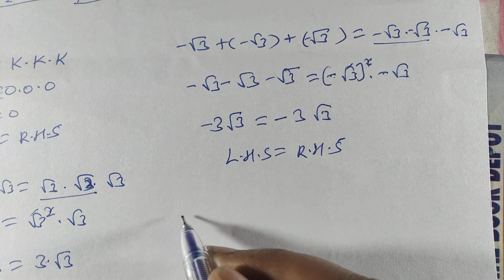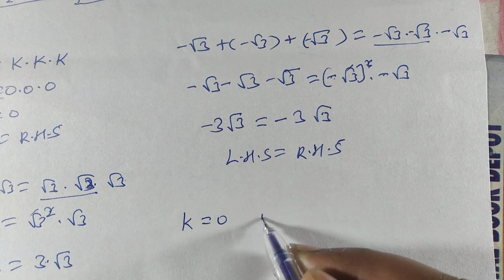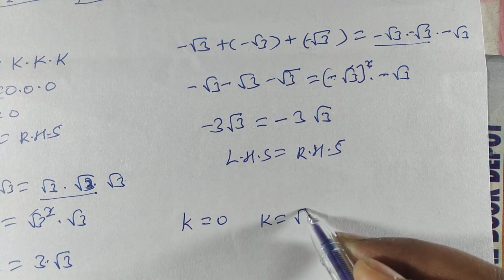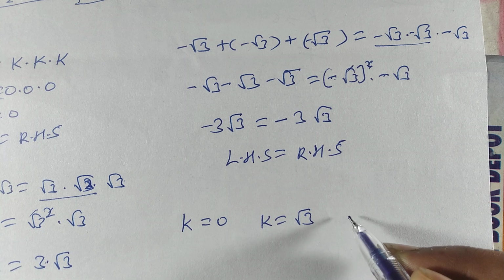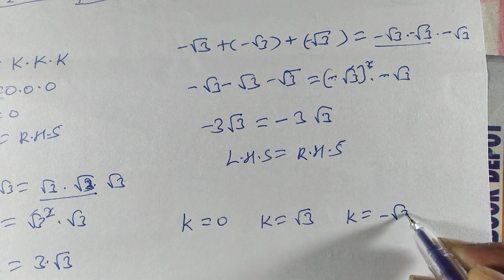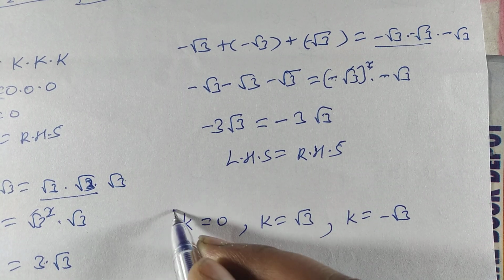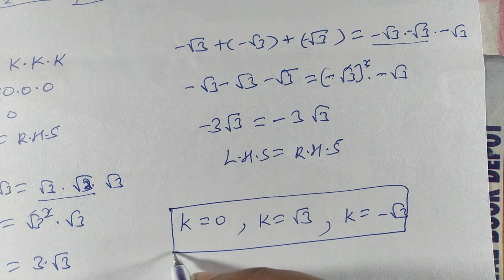Then k is equal to 0, k is equal to square root of 3, and k is equal to minus square root of 3 is the correct answer of that question.